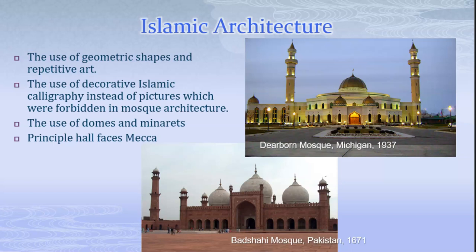Islamic architecture. Here we're talking about mosques, and interestingly enough, there is a lot of uniformity in mosques. You see the characteristic domes, you see the minarets, you see geometric shapes and repetitive art instead of pictures. You're actually forbidden to put pictures of Allah, Muhammad, anyone on anything, right? And so you'll see calligraphy and geometric shapes instead. And they all face the same direction towards Mecca.